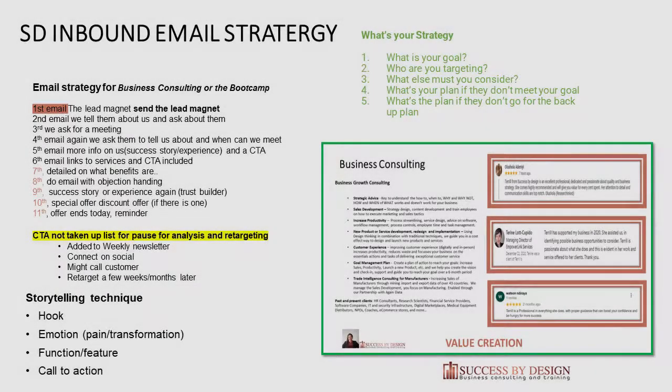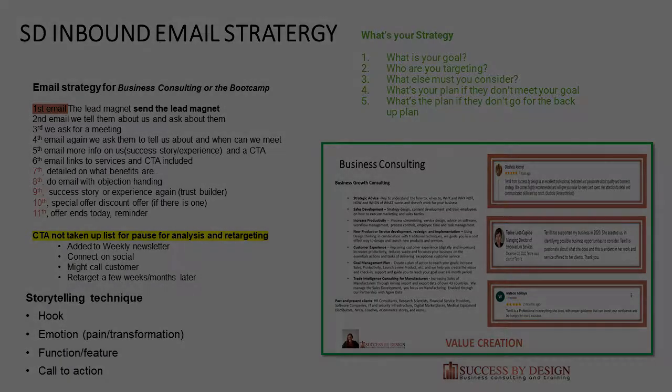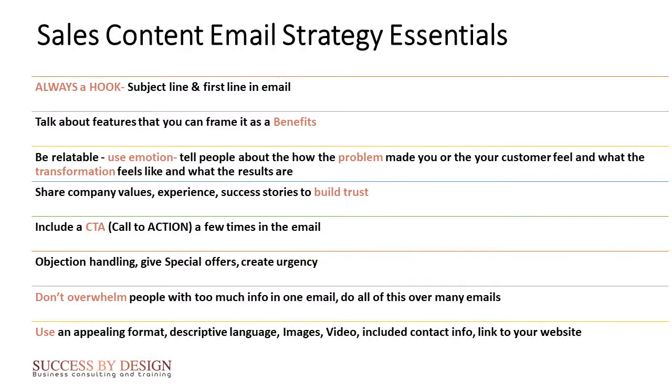So in our Success by Design inbound email strategy, when somebody comes through, we send them the lead magnet that we've planned out at that point. And then the second email we send is about telling them a little bit about us and asking them about themselves. Then we ask for a meeting, because in our world, we assess your needs first before we make a recommendation. If that doesn't come back, then we wait 2 to 3 days and ask for another meeting, and we also send them some additional information.